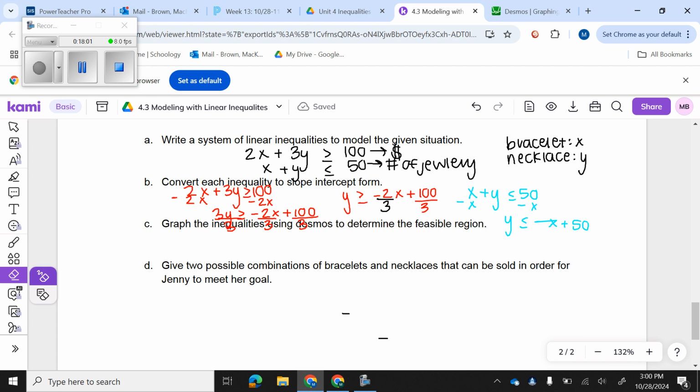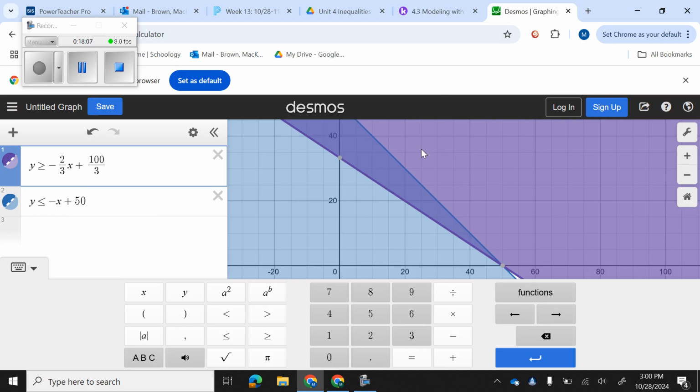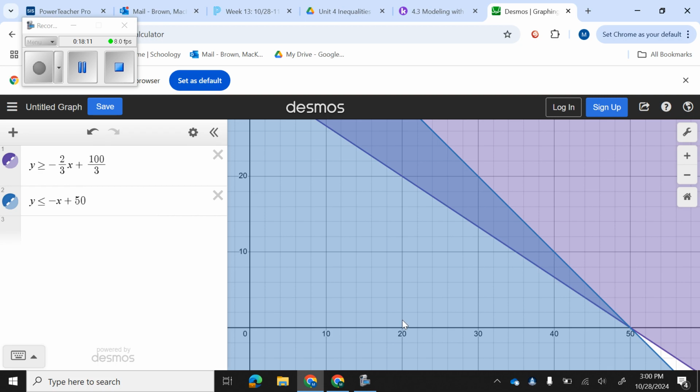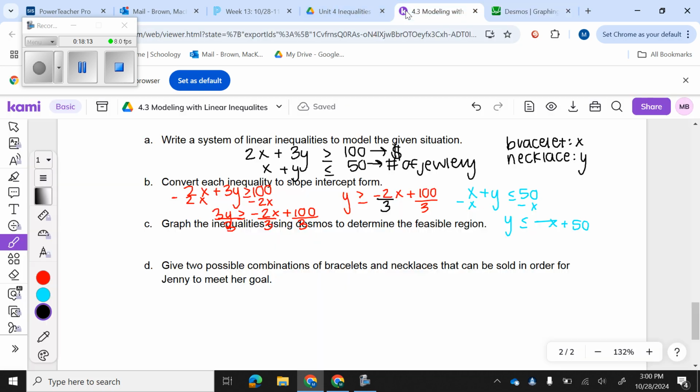All right, so let's go find 2 new points in that feasible region. So when I go and look at this, I'm going to zoom so I can actually see. Okay, I can use this point right here of 20, 20 now. That'll work. All right, 20, 20. And that tells me that would be 20 bracelets and 20 necklaces. And I'm going to come double check that in a second.